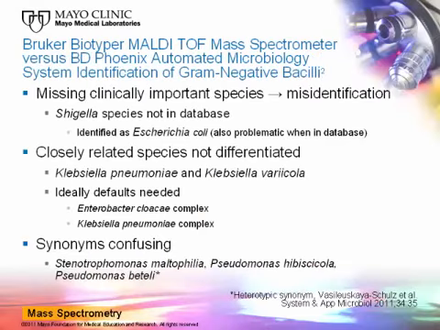There were limitations of the mass spectrometry system evaluated. Shigella species was not included in the studied database, and Shigella species was identified as Escherichia coli. These two organisms are so closely related that they are not readily distinguished by this technique. In the same vein, closely related species were not differentiated from one another, including the species comprising the Enterobacter cloacae complex and those comprising the Klebsiella pneumoniae complex. Finally, the database contained some confusing synonyms, variously identifying Stenotrophomonas maltophilia as Pseudomonas hibiscicola or Pseudomonas beteli, for example.